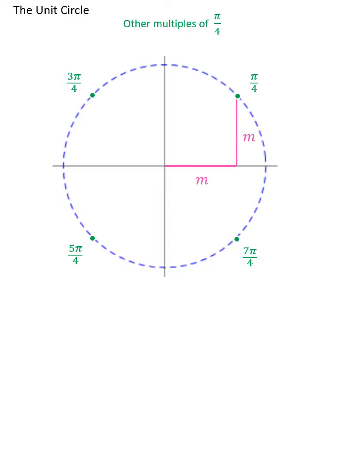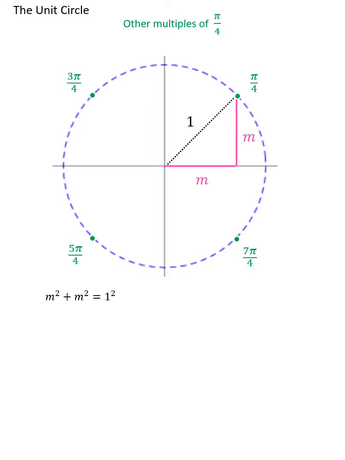Now, in order to find m, one fact that I could exploit is that this point is on the unit circle, and by definition, the unit circle has a radius of 1. Therefore, this distance, which is a radius, is 1. And now that I see that I have a right triangle built inside of my picture, I'm going to use that to find the value of m. What I'm going to do is set up the Pythagorean theorem. You may know it as a squared plus b squared equals c squared. In this case, it's m squared plus m squared equals 1 squared.